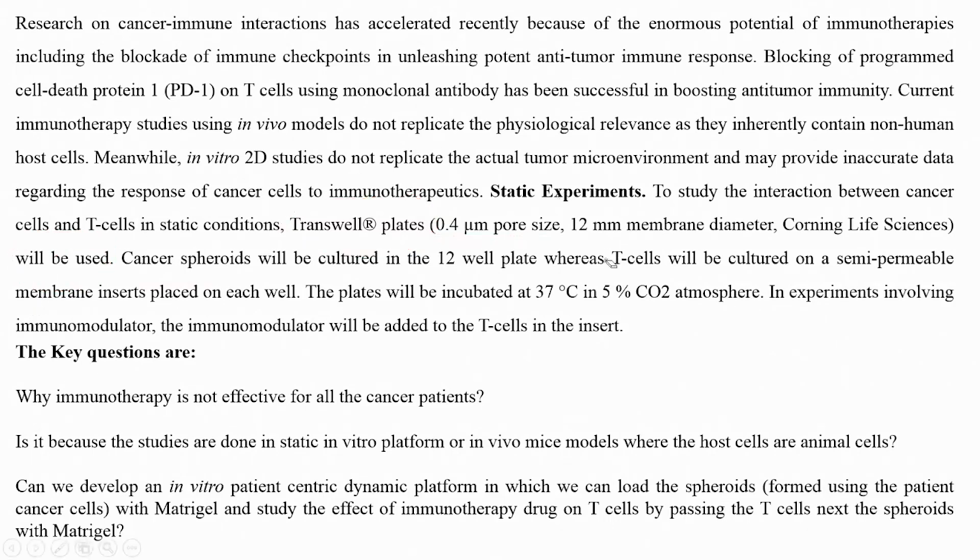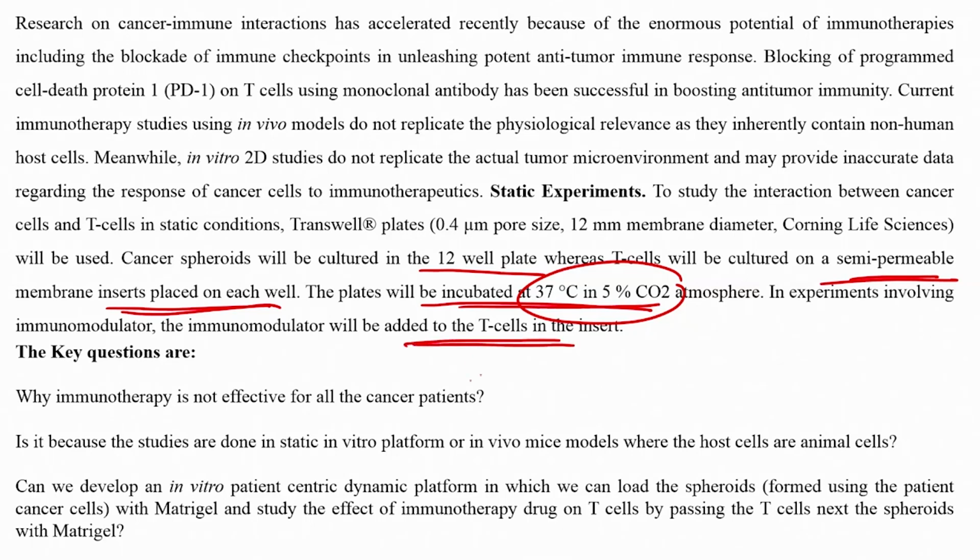Cancer cells can be cultured in a 12 well plate, where T cells can be cultured on semi permeable membrane inserts placed on each well. The plates are incubated at 37 degrees, 5% CO2 atmosphere, right. In the experiments involving immunomodulator, the immunomodulator will be added to the T cells in the insert. That is what we have said.